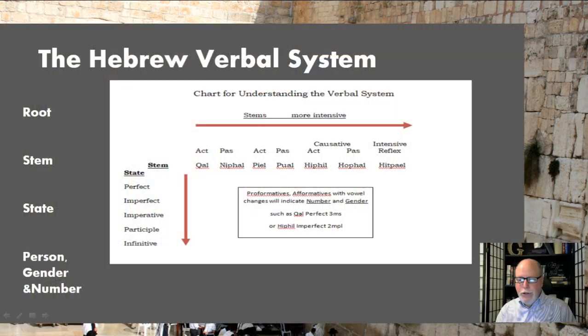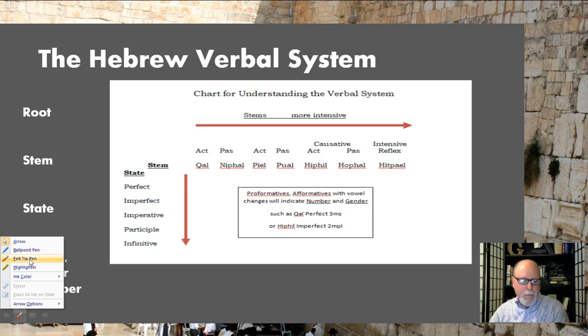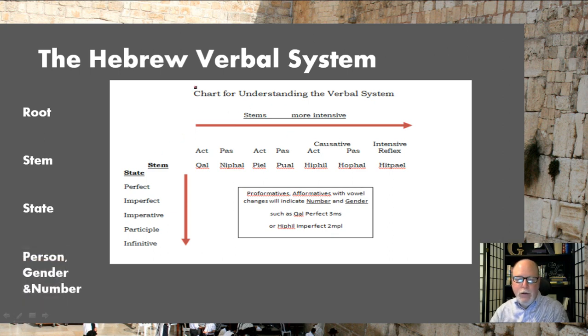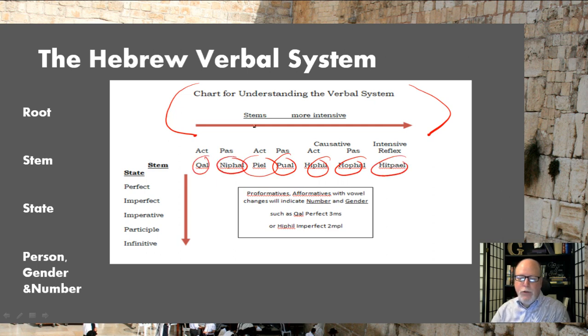So what I want to do first is just provide something of a quick overview as to what we actually have in terms of the system itself. And so you can see here that what we're looking at primarily is the chart that I've provided. On the top we have the stems, and these are listed as Qal, Niphal, Piel, Pual, Hiphil, Hophal, and Hithpael. So these are our stems, and here are the four categories: the root, the stem, the state, and person, gender, and number. So the first category would be to find the root of the verb.